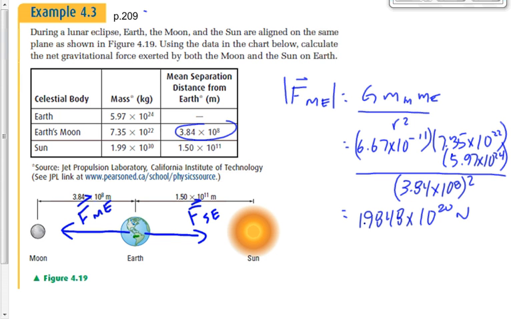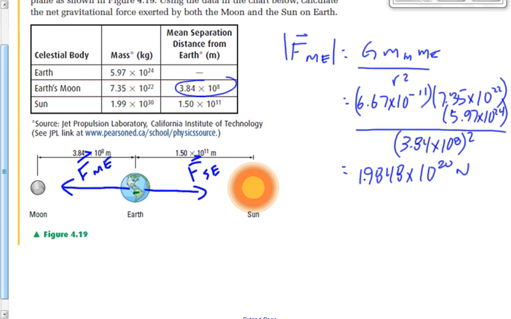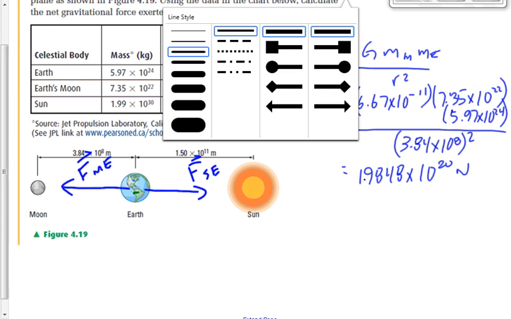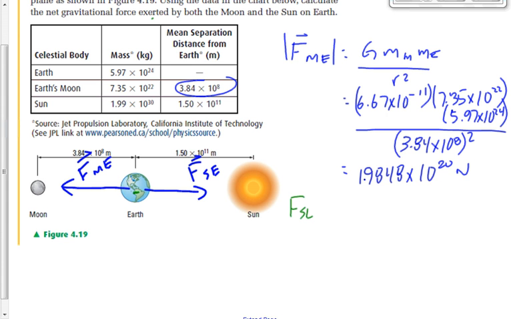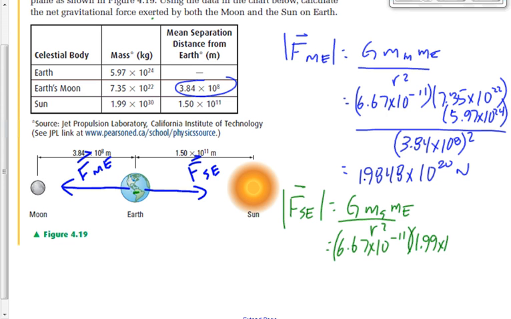We done? What do we have to do now? Figure out the same value for the Sun. Yeah, let's do the same thing for the Sun on the Earth, exactly. Let's find F SE. Mass of the Sun times the mass of the Earth divided by R squared. So again, the constant is always the same. The mass of the Sun is 1.99 times 10 to the 30. Times the mass of the Earth is 5.97 again. The distance that separates the Sun and the Earth is 1.5 times 10 to the 11 meters.